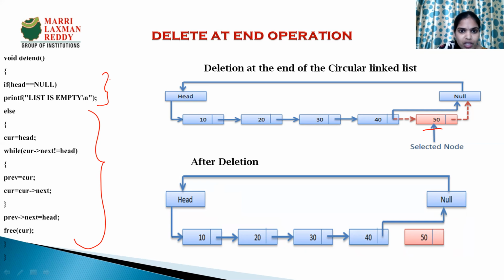So here what we check is, initially I'm assigning current to head node, that is current equals head. We say a node is the last node when its address block holds the address of the head node. So for that I'm repeating the loop, current next not equals to head, until this condition becomes false.